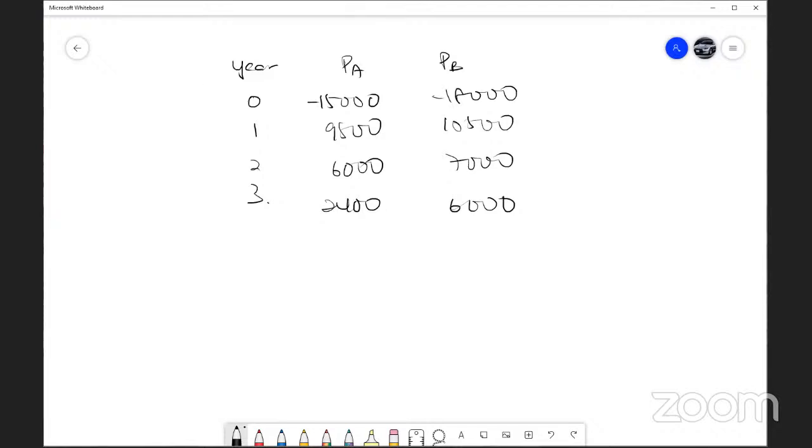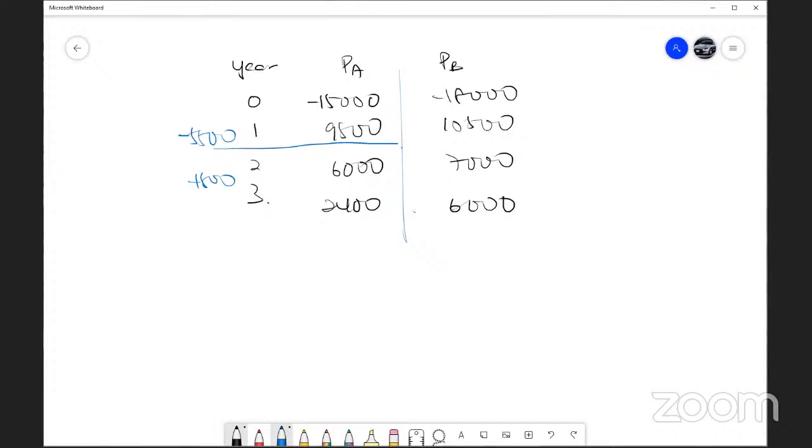So the first one, they want you to calculate the years. How many years for the payback period? So it's very simple to do the payback period. Let's do project A first. 15,000 minus 9,500 is left with 5,500. So negative 5,500 here. Negative 5,500 plus 6,000 becomes positive 500. So that means the break even will take place here.